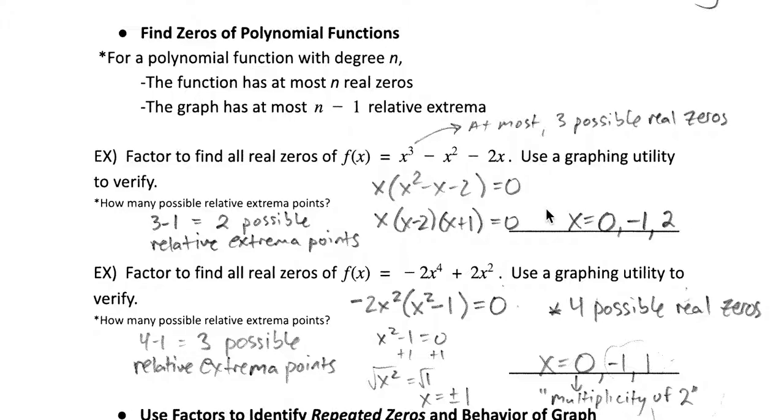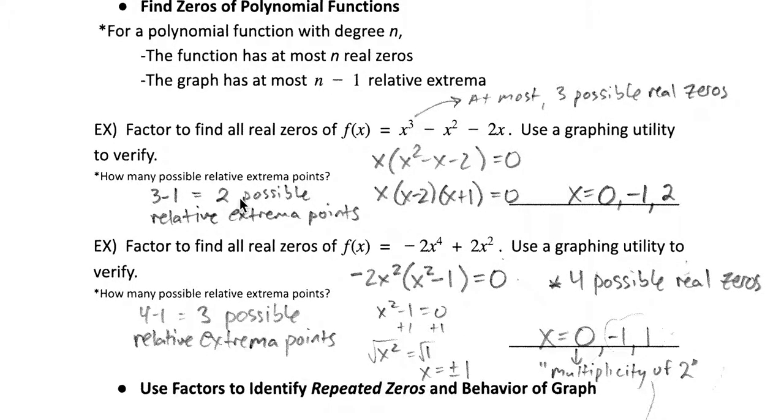We'll graph it, and then we could also look at the fact that it does have 2 possible relative extrema. It's got 1 relative max and 1 relative min.